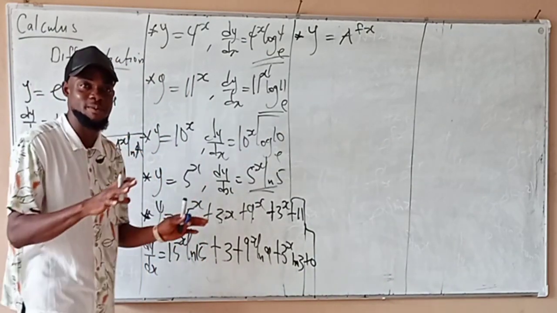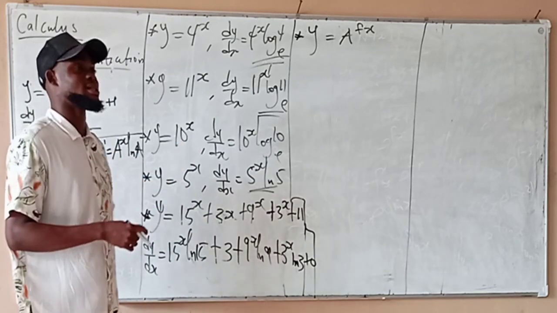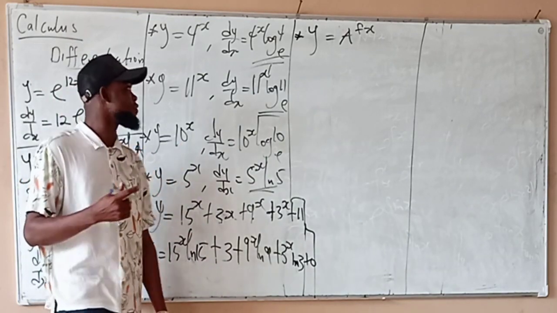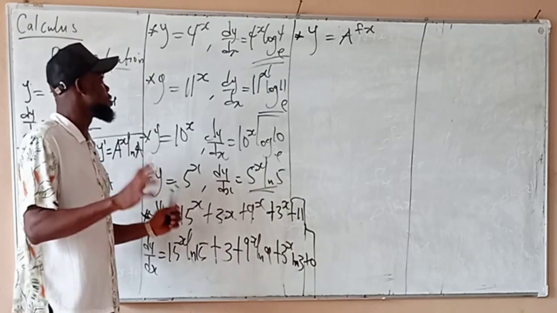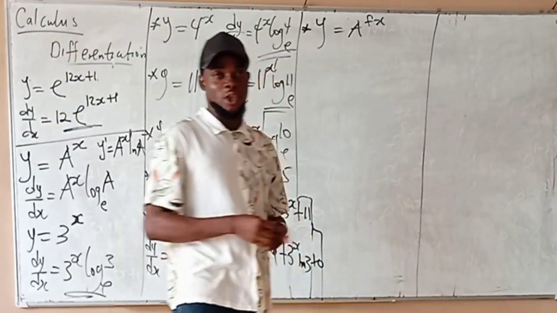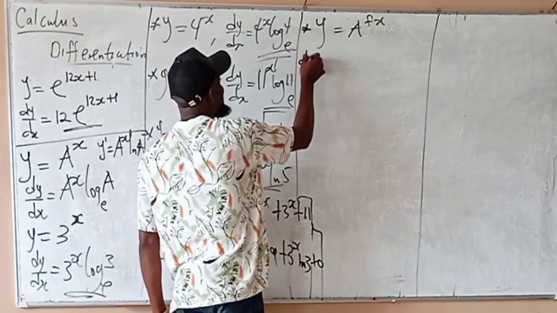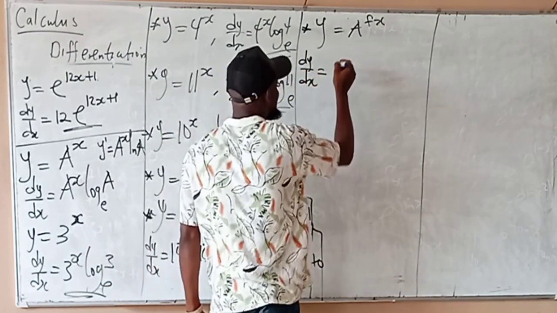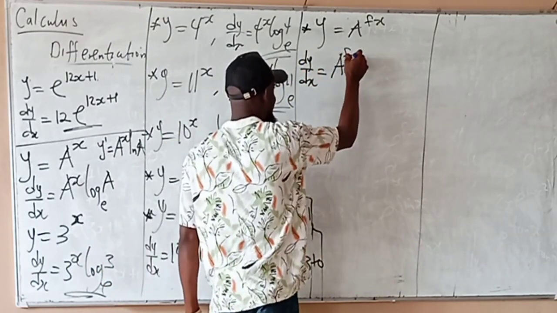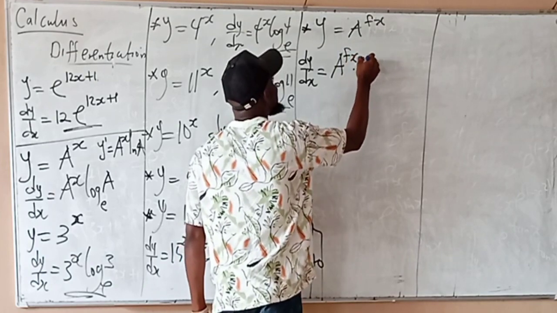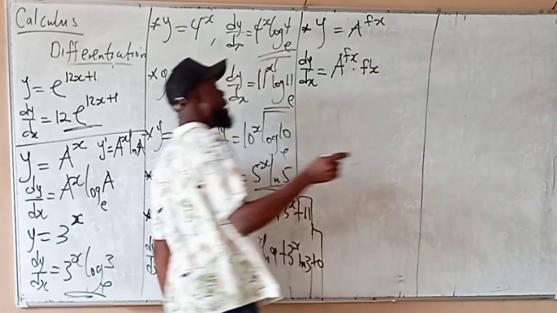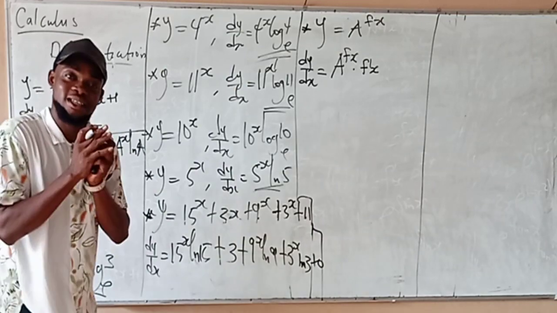If y is equal to a raised power a function of x, so let's look at this now to see what we are going to have. A raised power a function of x. If I differentiate, the derivative will be a raised power a function of x first, times f prime of that function. Remember, prime means differentiate a function. That's the meaning.